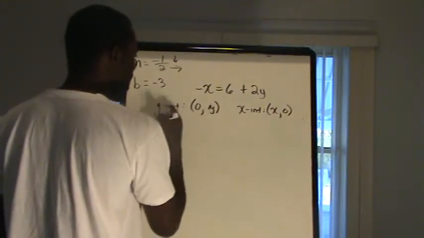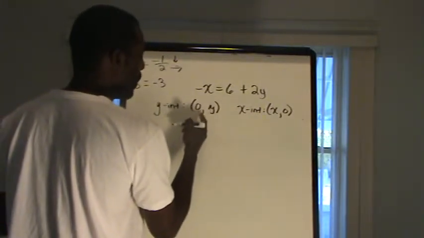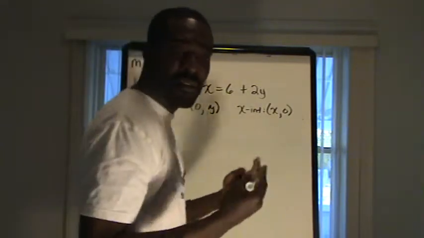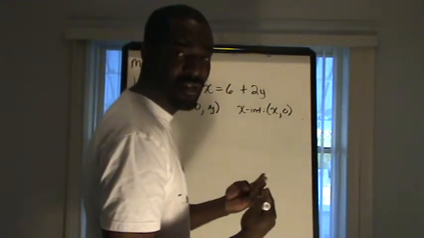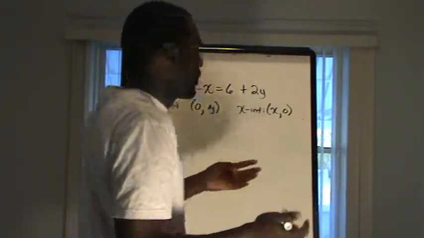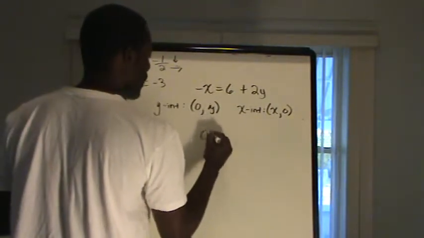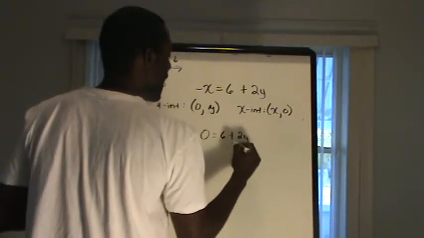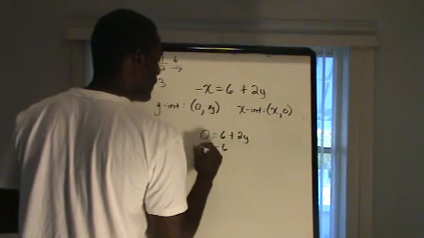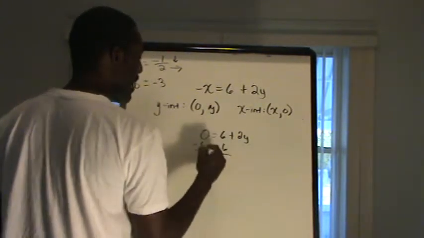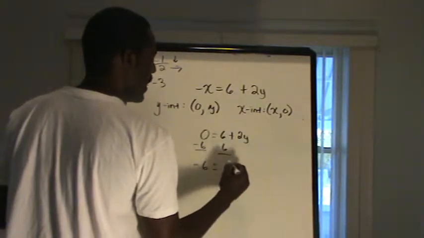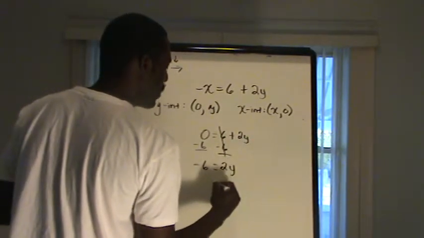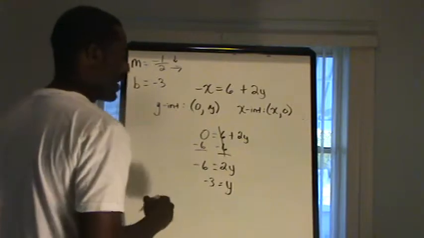So if we solve for our y-intercept, x will be 0. Wherever I see an x, I plug in 0. Well, this says negative x. 0 is neither negative nor positive, so we just put 0. We don't want to put negative 0. So 0 equals 6 plus 2y. I subtract 6 from both sides. 0 minus 6 is negative 6, and I bring down my 2y. This tells me that y is equal to negative 3 after I divide by 2.